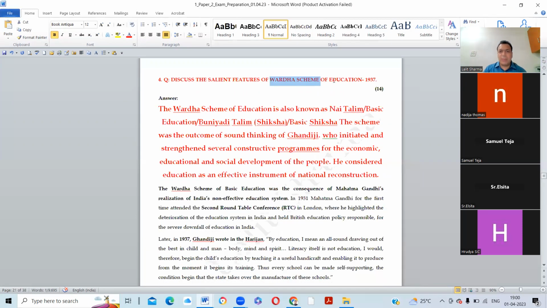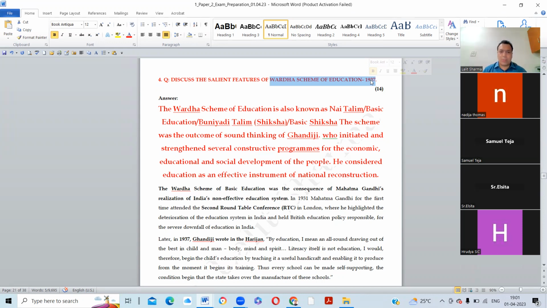Look, the Vardha scheme of education was given by Gandhi ji, Mahatma Gandhi, right? The Vardha scheme of education is also known as Nai Talim, basic education, Bunyadi Talim, basic Shiksha scheme. These are the three or four names of the Vardha scheme of education. You have to remember this scheme is given by Gandhi ji.